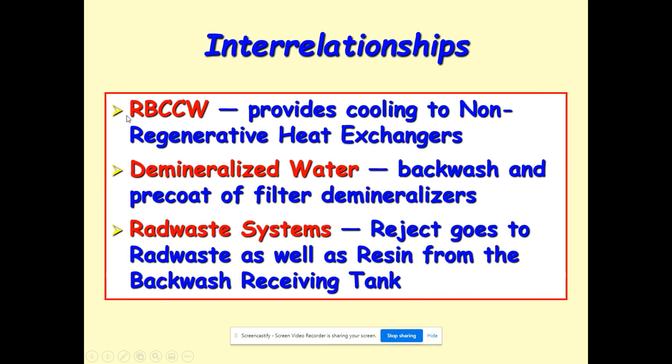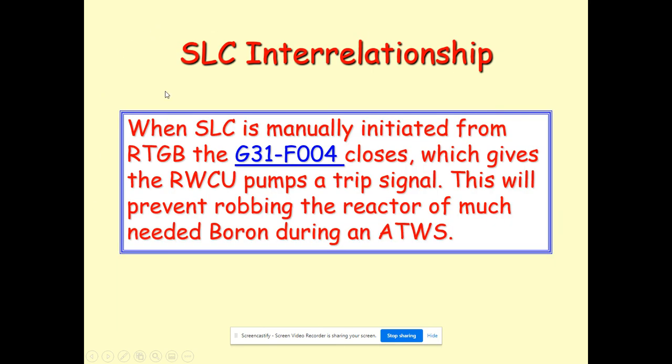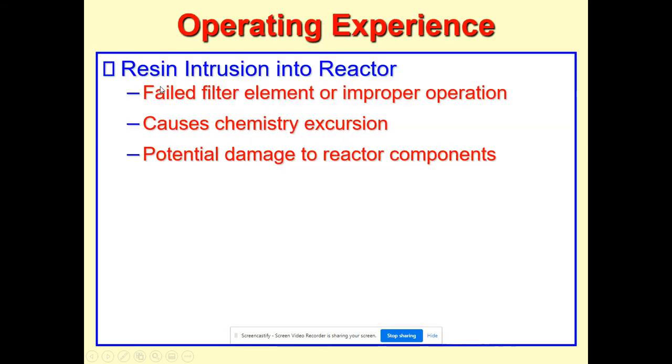So how is it related to the other systems? We already talked a little bit about this. This is what's cooling my pumps, and it's also cooling the non-regenerative heat exchangers. You'll hear me talk about demineralized water. That's just the really clean water that we have, and we'll use that to backwash and pre-coat the filters. And then rad waste is the place where we send all that nasty resin after we get it out of those filters. So it'll sit over in rad waste for a few months, and then we will ship it off to South Carolina to be buried in a special nuclear landfill.